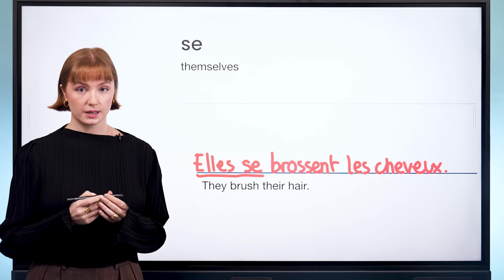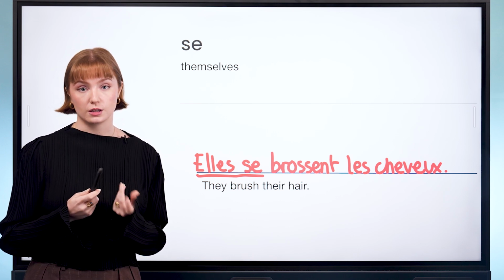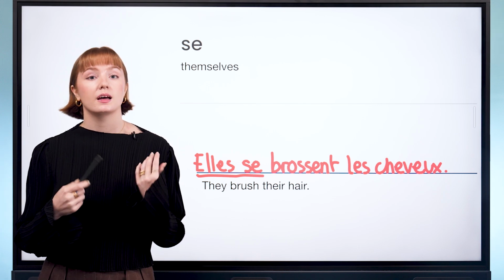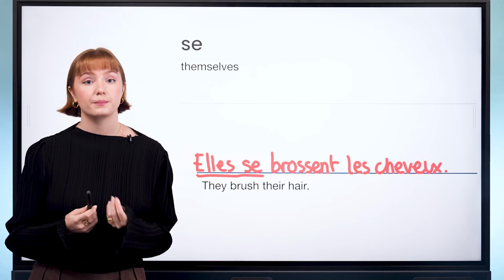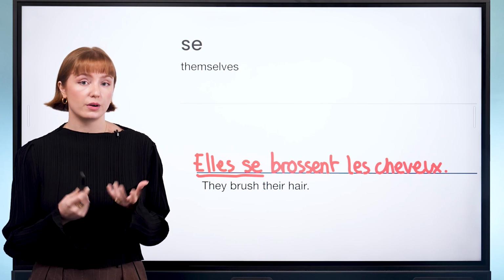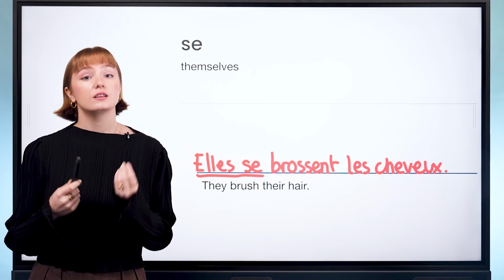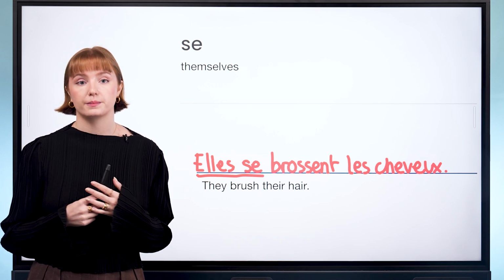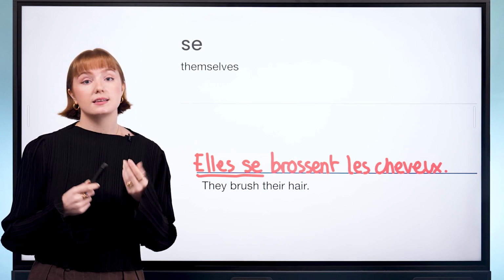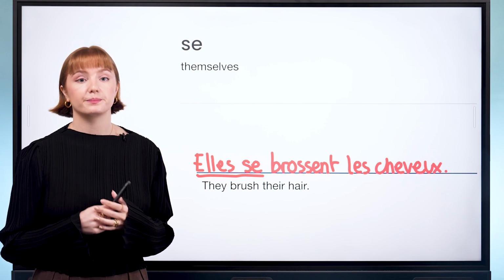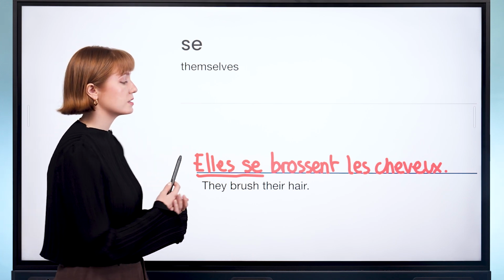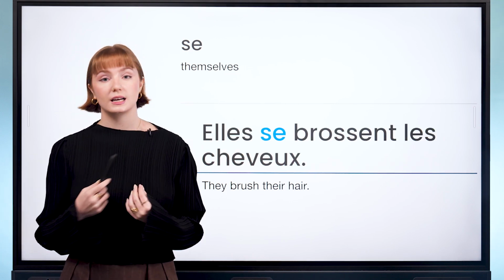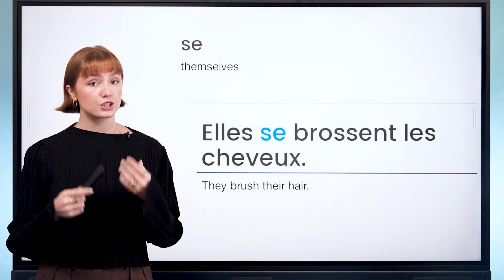Se is used here because the subject of the sentence is elles, they, feminine. And se is the reflexive pronoun that matches third person plural subjects, like elles or ils. It shows that they are brushing their own hair. Elles se brossent les cheveux. They brush their hair.